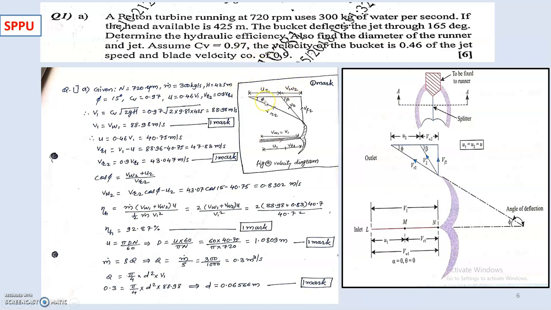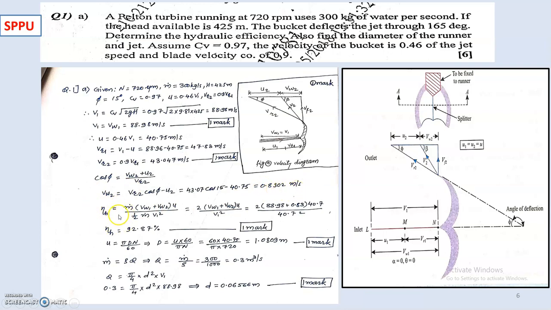We have cos phi equal to adjacent side by hypotenuse. So cos phi equal to (Vw2 plus U2) by VR2. So Vw2 equal to VR2 cos phi minus U. So VR2 equal to 43.07 cos of 15 minus U, that is U2 is nothing but U1. We know for Pelton turbine U1 equal to U2 equal to U. So what I get, Vw2 equal to 0.8302 meter per second.